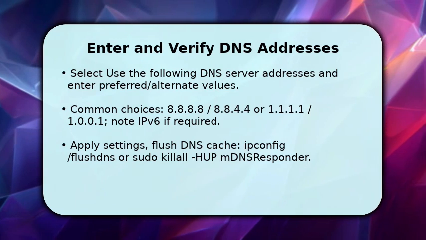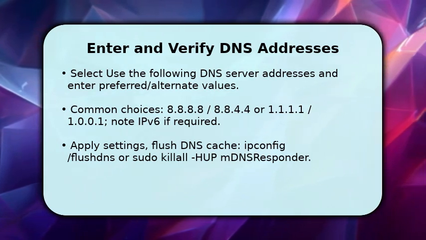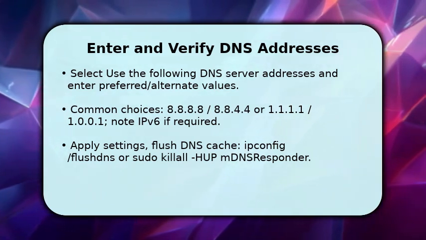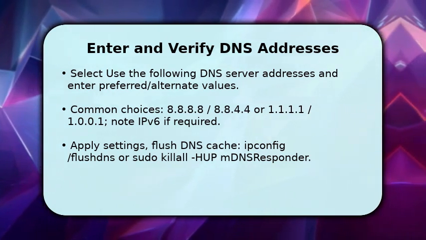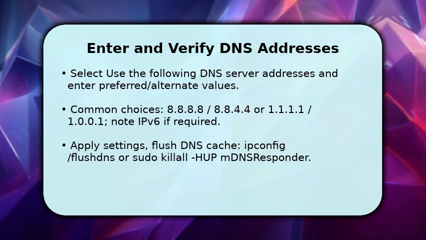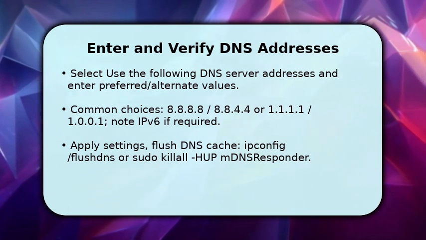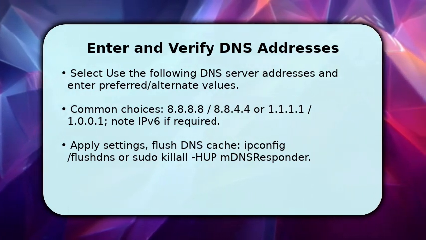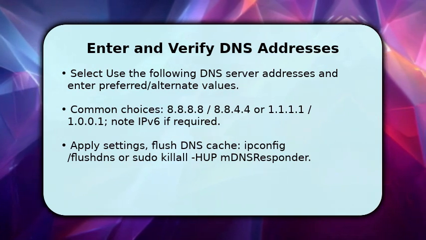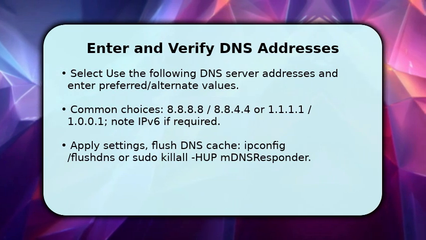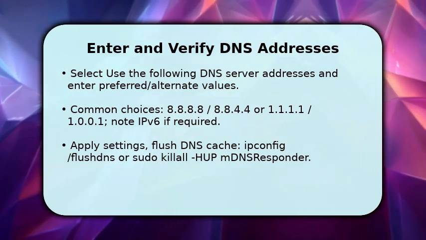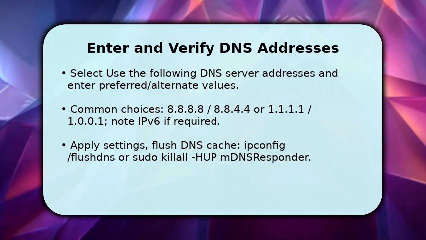Use the following DNS server addresses and type your preferred and alternate IPs. Popular options are 8.8.8.8 and 8.8.4.4, or 1.1.1.1 and 1.0.0.1. If you need IPv6, adjust Internet Protocol v6, TCP/IPv6 similarly. Once entered, apply and close the dialogues, then flush the DNS cache.